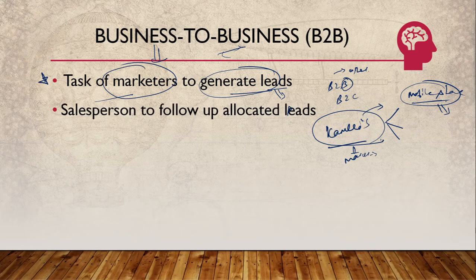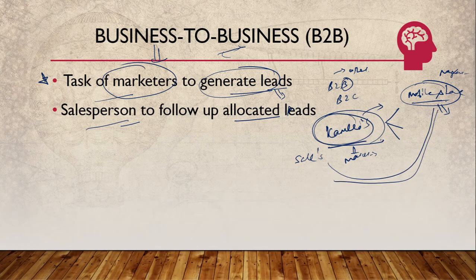Next is the salesperson following up the allocated leads. Once the marketers have identified that these mobile phone manufacturers are the possible leads, then what will happen? The next step is that the sales department people from my company will contact these mobile phone manufacturers and try to negotiate a deal with them. So this is the next step. First you have identified through marketing who the possible leads are. Then the sales department in your team will follow up and contact your allocated leads.